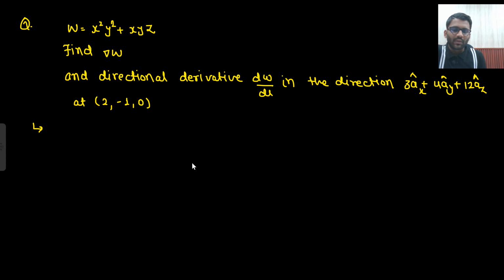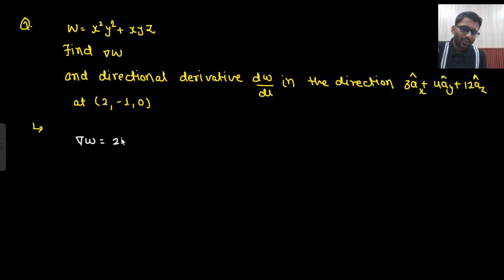So let's solve this question now. So first you need to find the gradient of w, and then you need to find the directional derivative. What do you mean by directional derivative? That I will tell you. So first let's find the gradient of w. So first I will differentiate with respect to x and then put ax cap. Then differentiation with respect to y, ay cap. Differentiation with respect to z, az cap. So differentiating it with respect to x, y square will be common and 2 will come and x square will be differentiated.